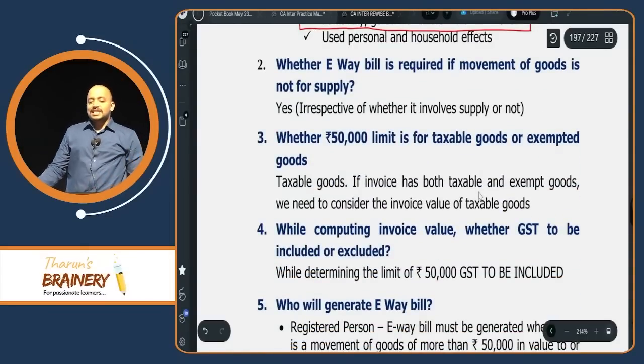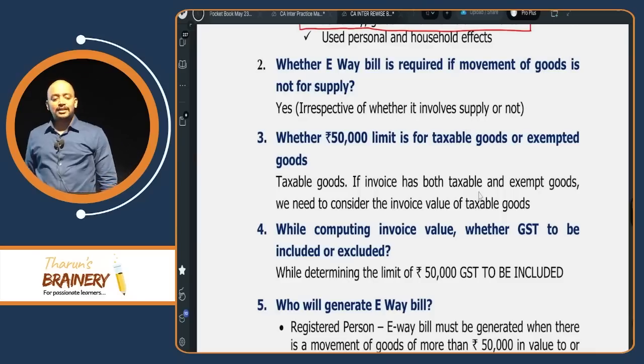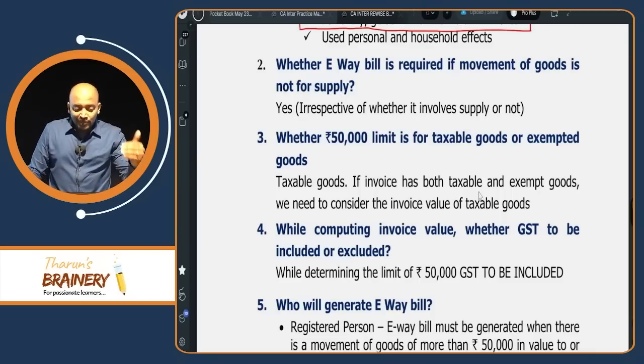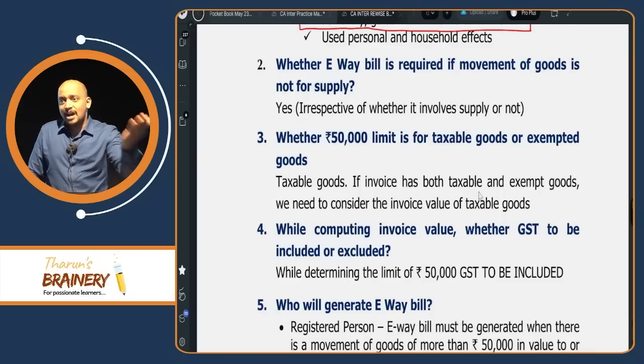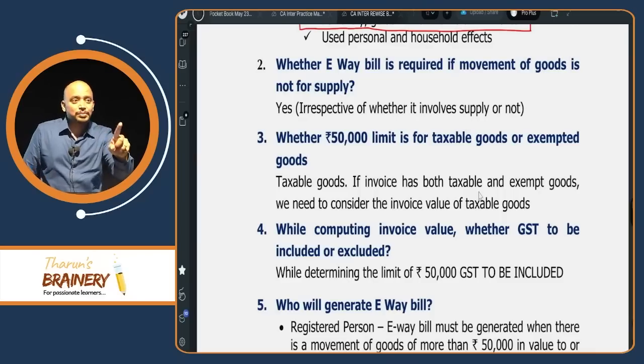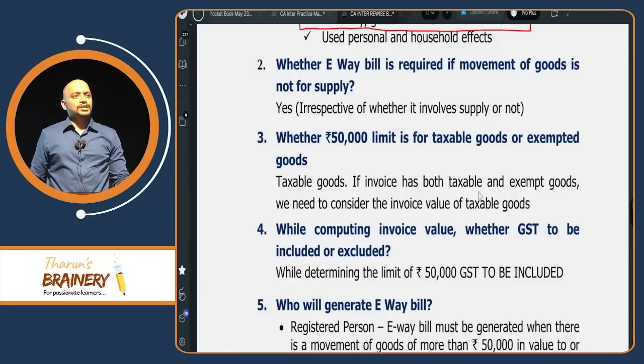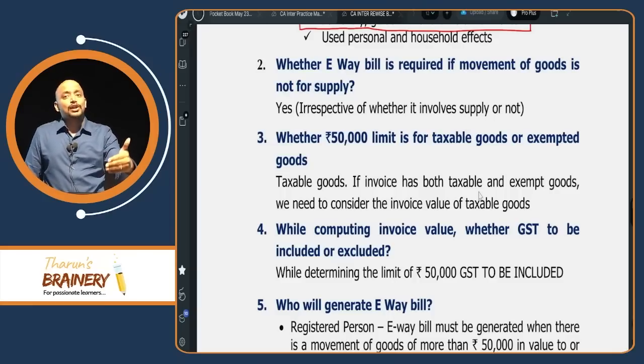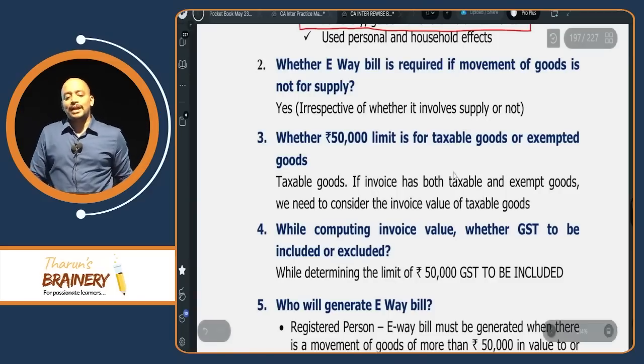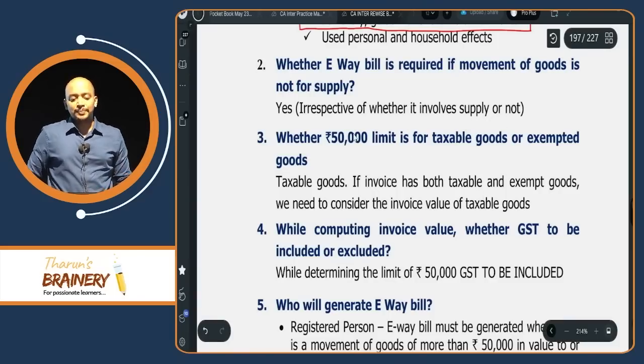Then, whether e-way bill is required if movement of goods is not for supply. Whether the movement of goods is for supply or without supply, is it taxable goods? Yes, then e-way bill is required. For example, goods sent on job work is not a supply, and goods taken for sale on approval or on return basis is not a supply. Even though it is not a supply, it requires e-way bill.